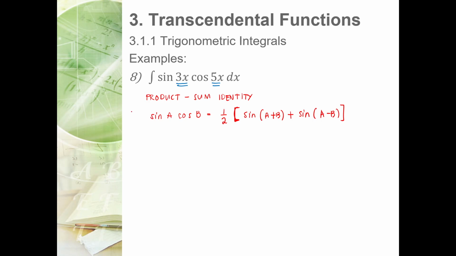So the other way around also is, if you look up the sum to product identity, that version is a line version. So it's the other way around. You're going to have sine A plus B plus sine A minus B, and then this is going to be 2 sine A cosine B.